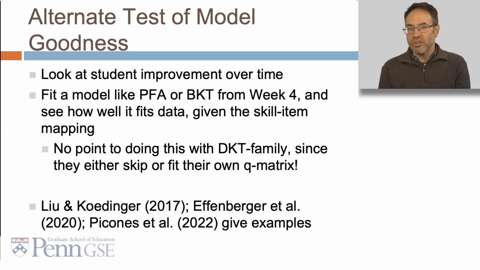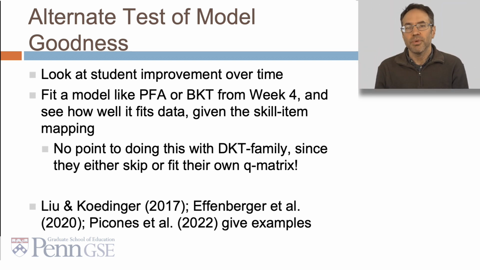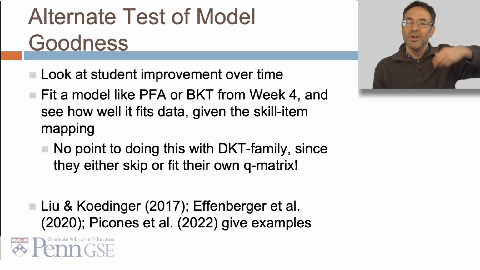Now, there's probably somebody out there right now who's saying, wait, why would I use PFA or BKT when I could use DKT? DKT is better at fitting the data. The reason is because DKT family algorithms either are going to skip the step of having a skill item mapping entirely, or they're going to fit their own Q matrix or alternative to a Q matrix.